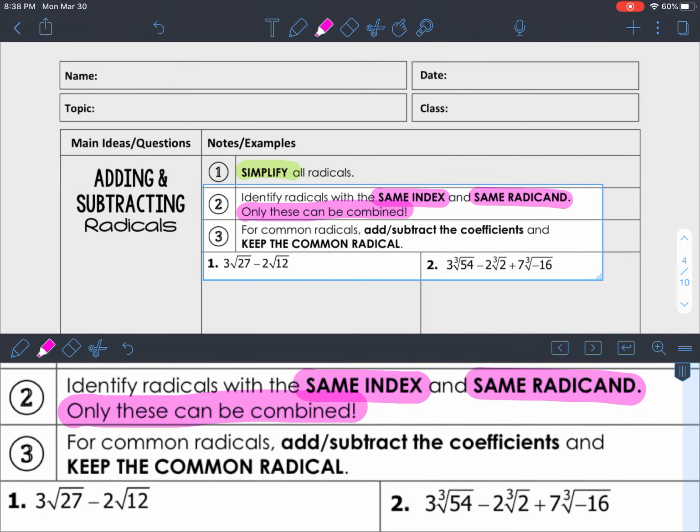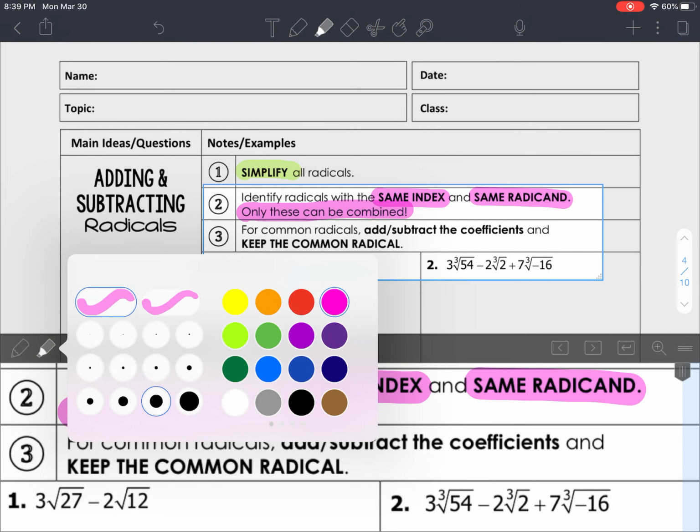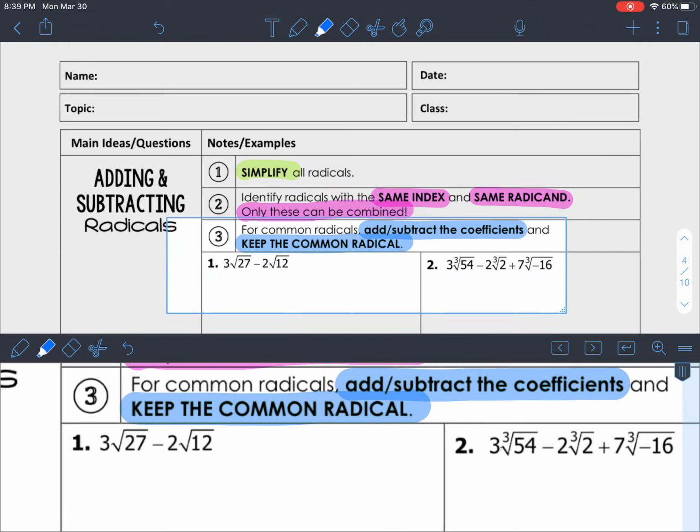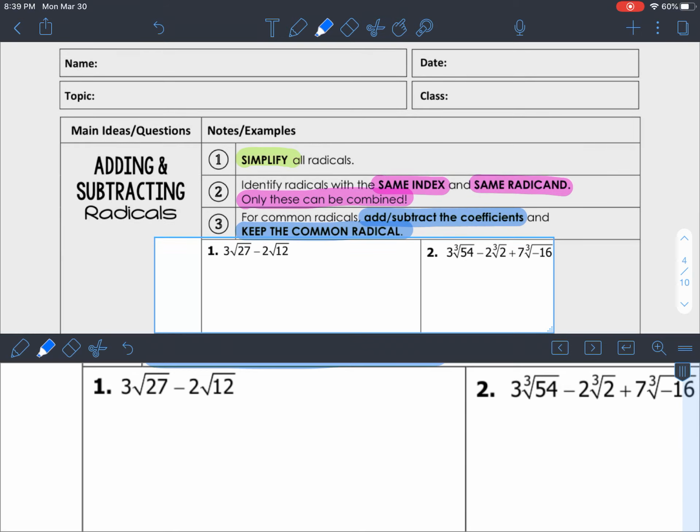So for common radicals, we can add and subtract the coefficients. Adding and subtracting the coefficients means adding or subtracting those numbers in front of the radicals. So our numbers in front of the radicals, we can add or subtract those, and then we keep the radical underneath the same. That'll make a little bit more sense when we go into some of the examples that we have here. So let's just dive right in and see what we are working with.